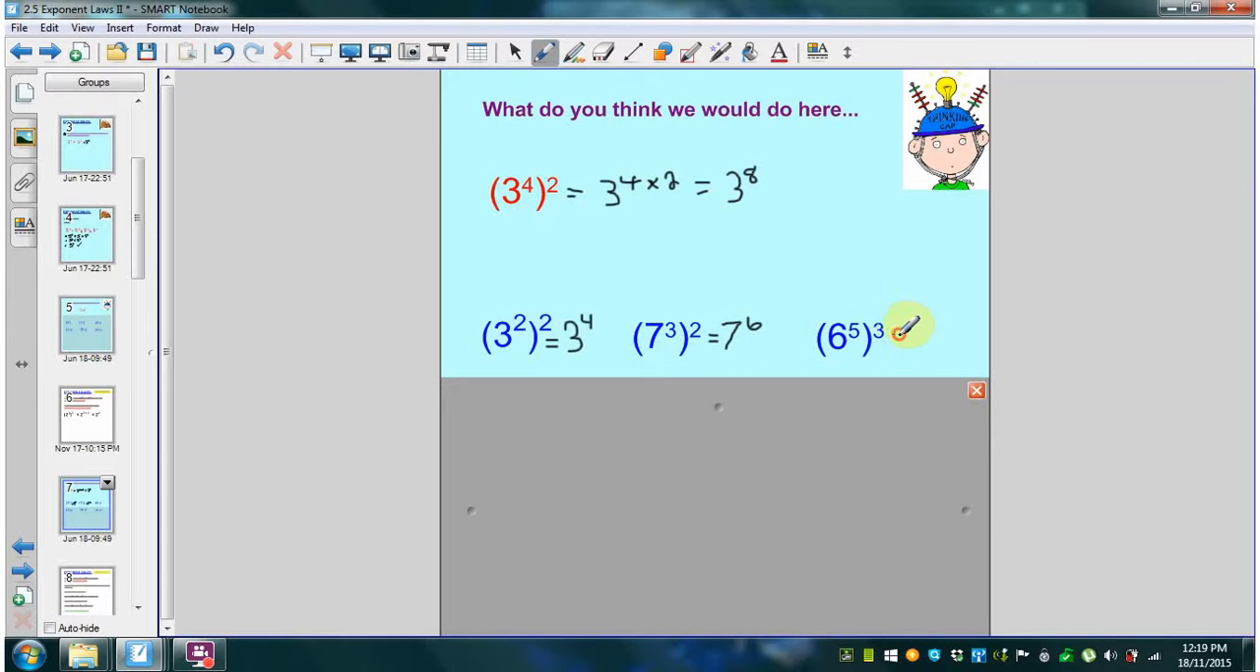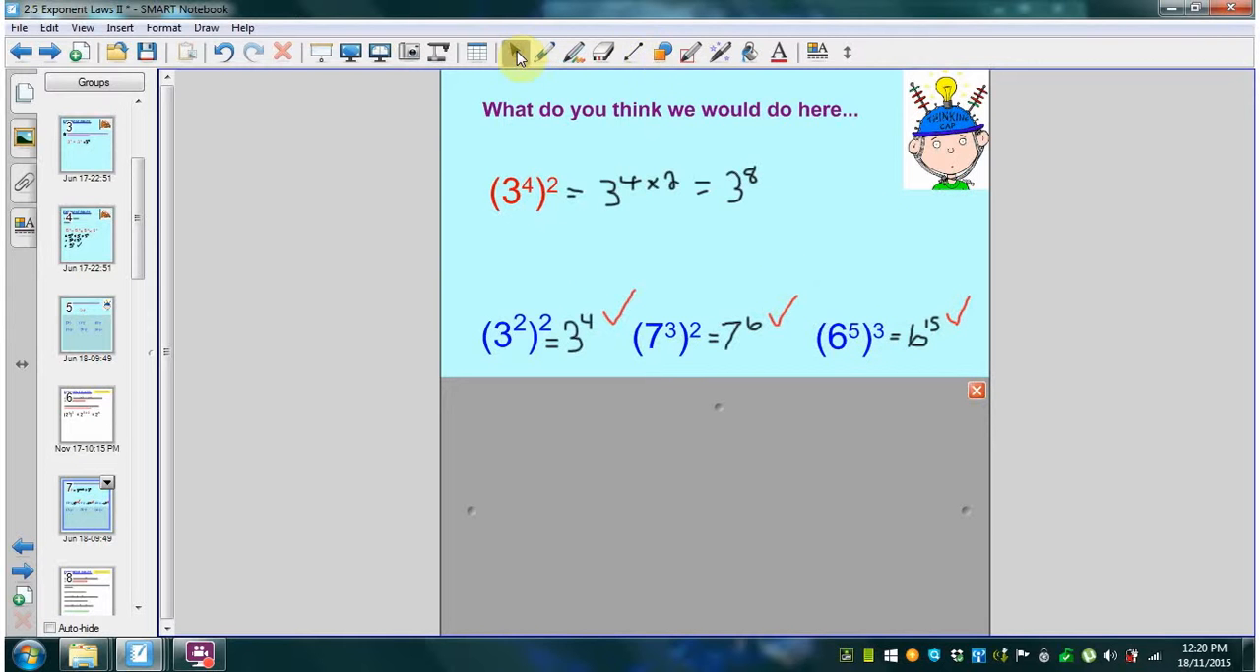Okay, and last, 6 to the 5 to the power of 3. We keep our base of 6. And we multiply our exponents. 5 times 3 is 6 to the 15. If you got those right, put a big check mark in your notes. Make sure you know they're right. If not, please pause the video and ask a friend or myself if I'm available for help, because you need to know this before we move forward.